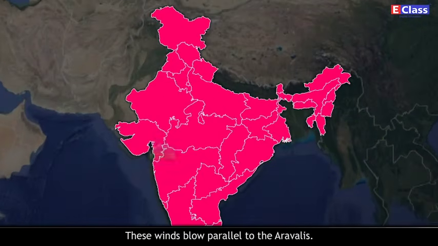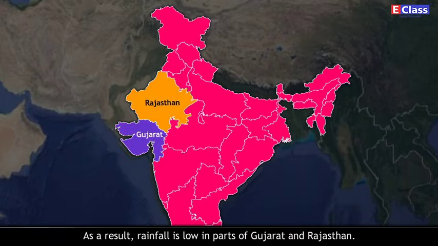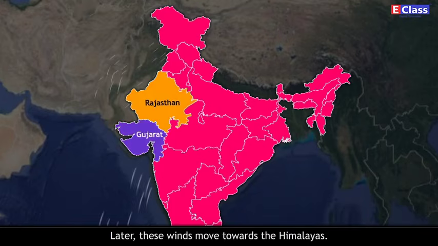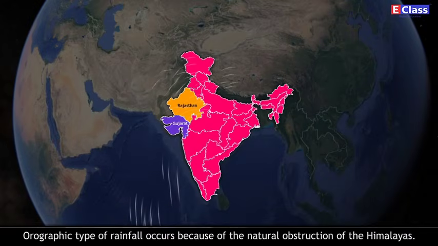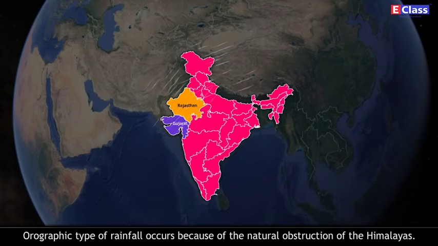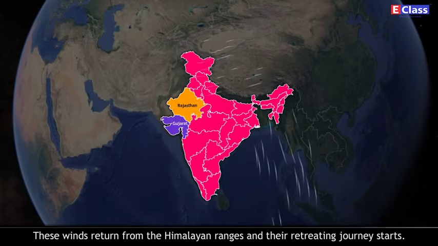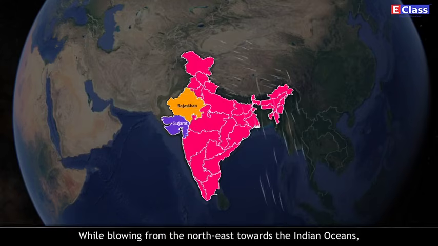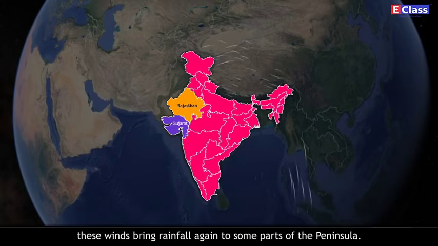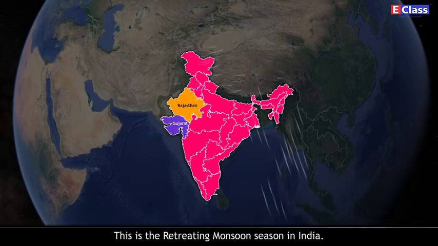These winds blow parallel to the Aravalis. As a result, rainfall is low in parts of Gujarat and Rajasthan. Later, these winds move towards the Himalayas. Their moisture-carrying capacity increases. Orographic type of rainfall occurs because of the natural obstruction of the Himalayas. These winds return from the Himalayan ranges and their retreating journey starts. While blowing from the northeast towards the Indian Ocean, these winds bring rainfall again to some parts of the peninsula. This is the retreating monsoon season in India.